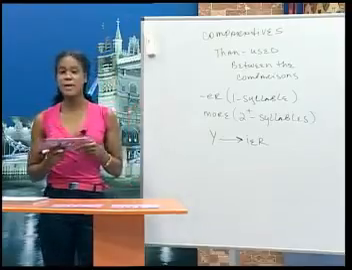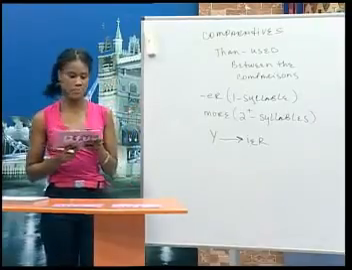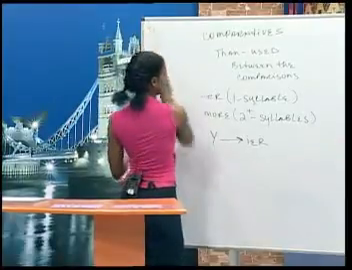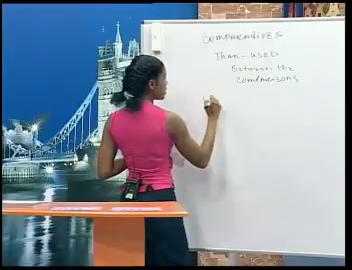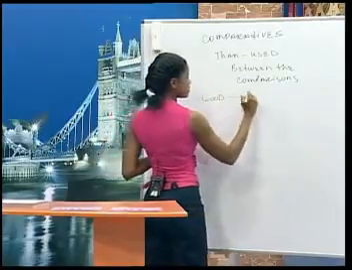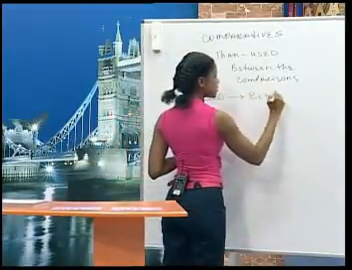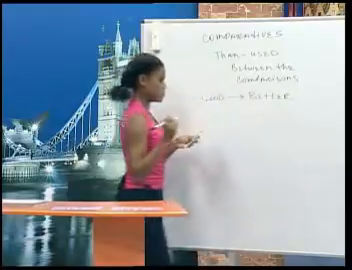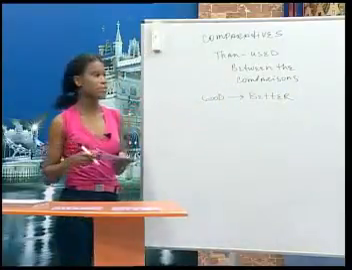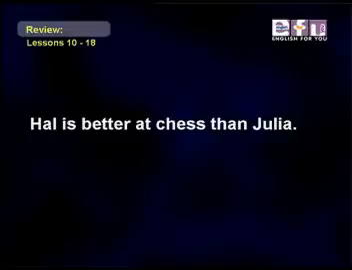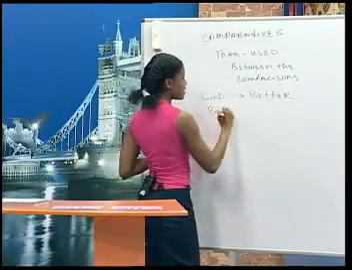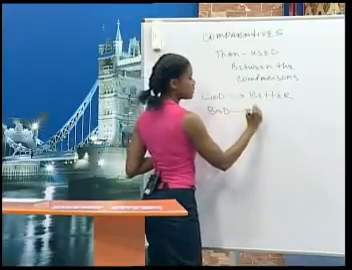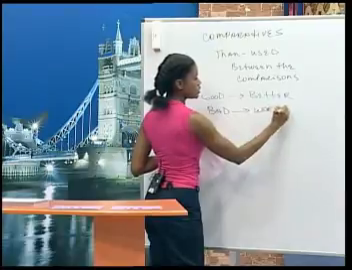Now there are some irregular comparative forms. For example, the comparative of good is better. For example, Hal is better at chess than Julia. Okay, another irregular adjective, bad, in the comparative form is changed to worse.